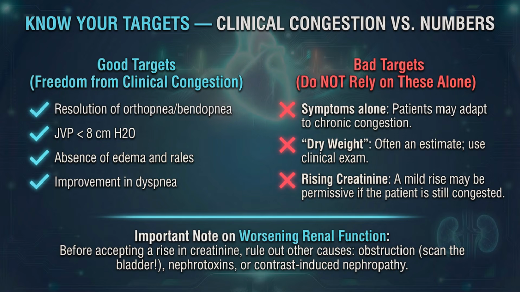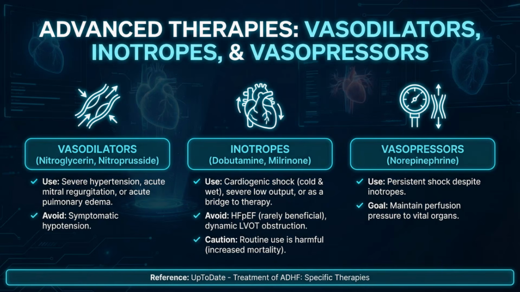However, before you accept this, you must rule out other causes of renal injury, such as obstruction or exposure to other nephrotoxins. For sicker patients, we may need advanced therapies. Let's simplify their use. Vasodilators, like nitroglycerin, are for patients with severe hypertension or acute pulmonary edema. Avoid them in patients with symptomatic hypotension.